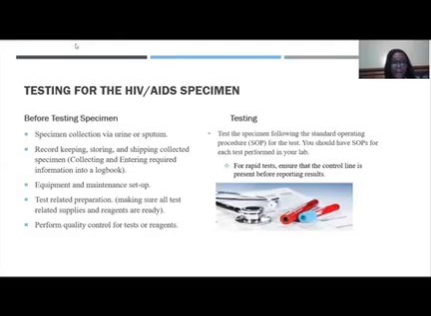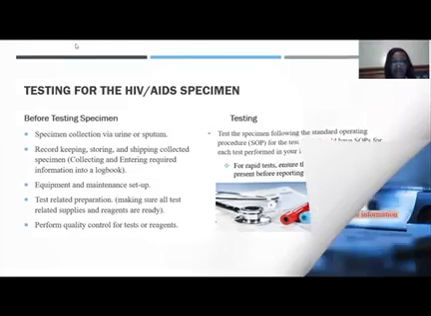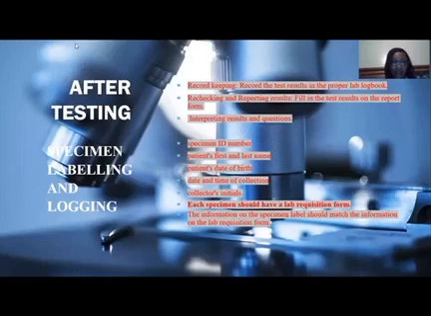Before performing the test for HIV, the specimen is collected, records are reviewed, equipment is set up, and tests are prepared. After performing the test, the results are recorded, reported, and interpreted.